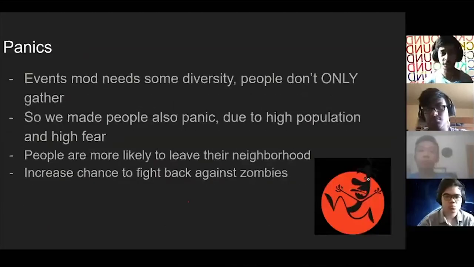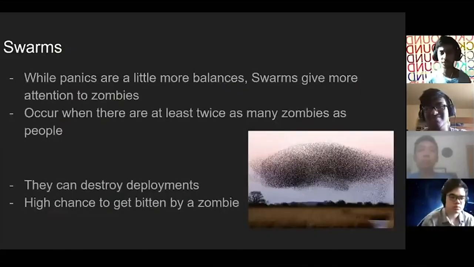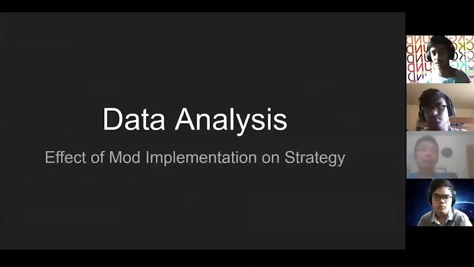Our next event is panics, due to high population and also high fear amongst the population. During a panic, people are much more likely to leave the neighborhood, and it also increases the chance for people to fight back against the zombies. Our third event is swarms, which gives more attention to the zombies themselves and occur when there are at least twice as many zombies as there are people. It gives them a chance to actually destroy player deployments, so players should watch out for that. And it also vastly increases the chance for any alive individual to get bitten by a zombie.